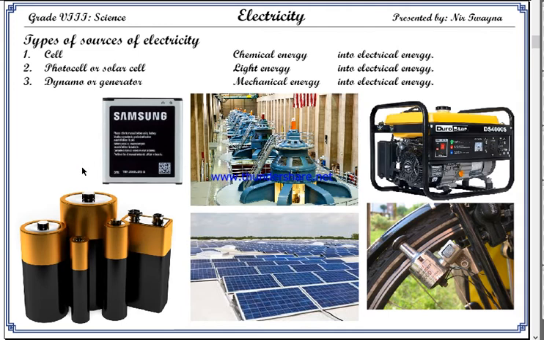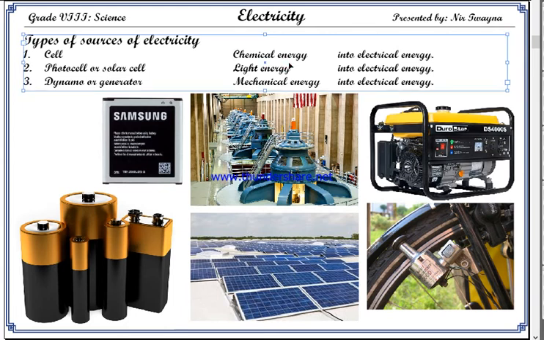Okay, so their voltage range differs, but still they all have one similar feature: they convert chemical energy into electrical energy. Understood? And the second one is photocell or solar cell. They are also called photovoltaic cell.